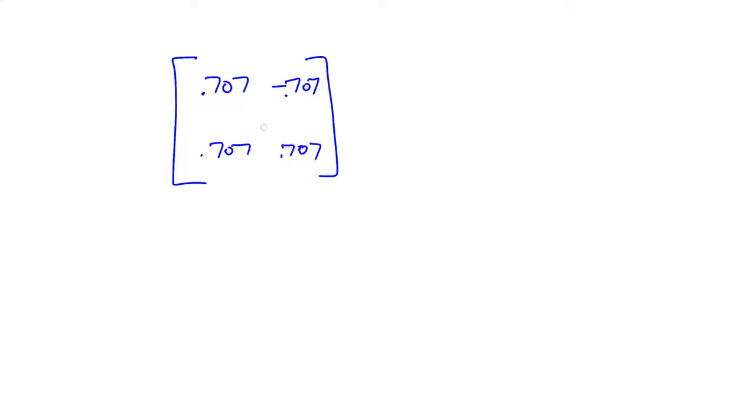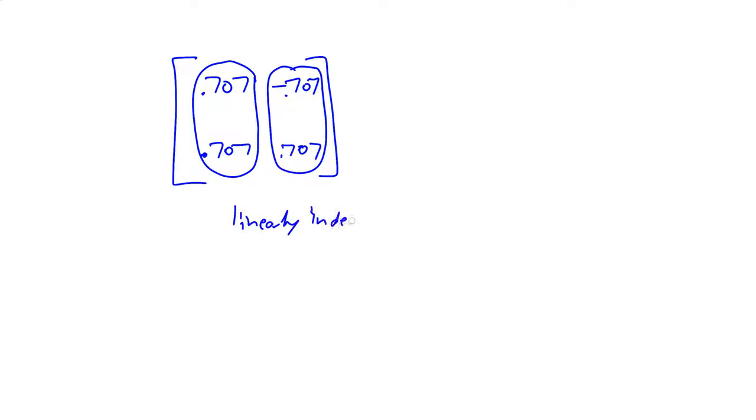So let's take an example here. Here's a matrix. Let's do the one where it's 0.707, negative 0.707, 0.707, 0.707. Now, we have two columns here. One is the vector 0.707, 0.707. The other one is the vector negative 0.707, 0.707. And I ask you, are these linearly independent or not? And it's sometimes hard to tell these things at a glance.